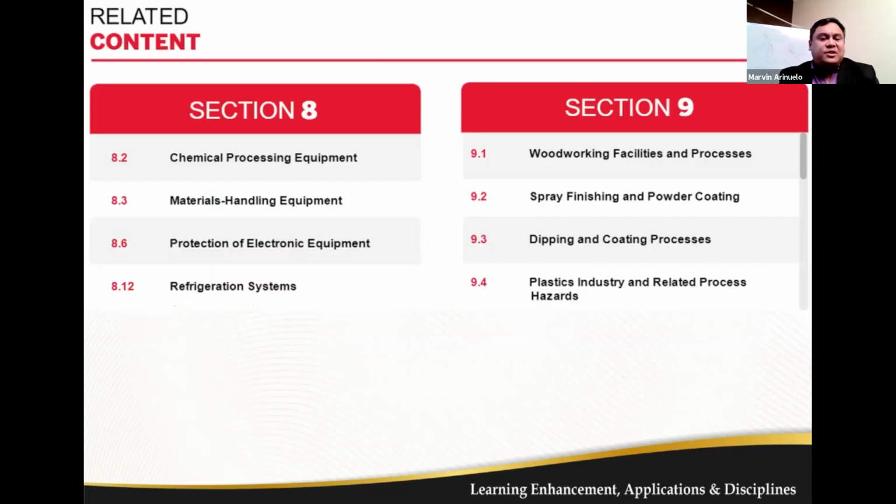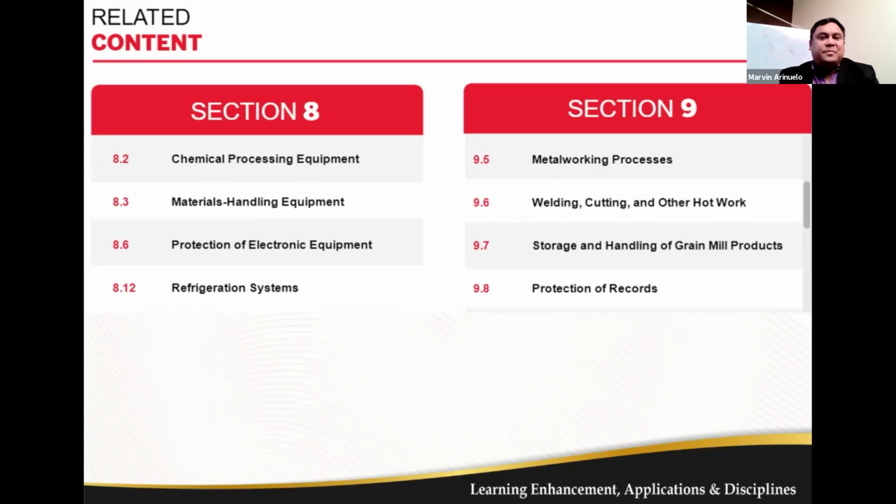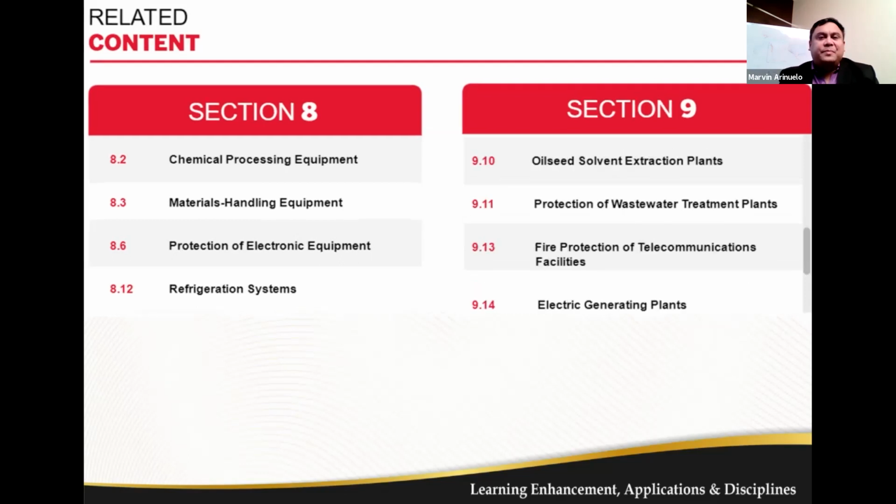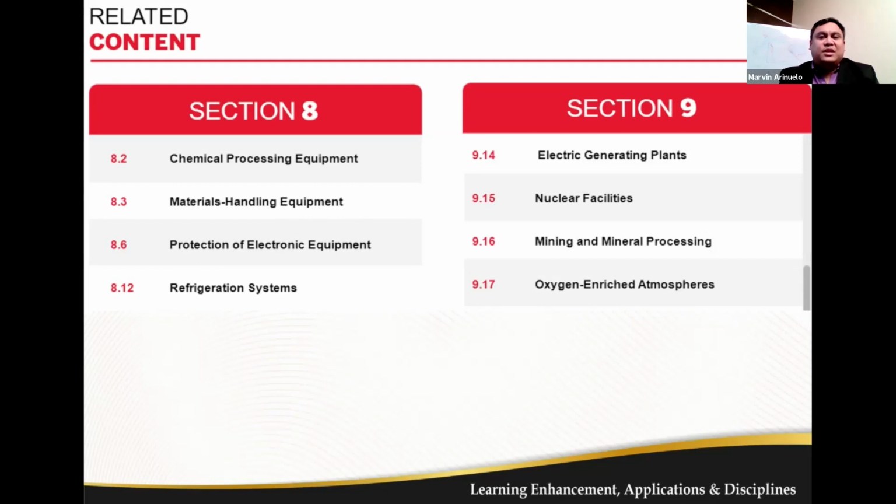In this module, we reference some of the contents found in your Fire Protection Handbook Section 8 and 9, majority in Section 9, okay? Section 8 will be addressed related to chemical processing and materials handling equipment, as well as protecting the electronic and IT equipment and refrigeration system. On the other hand, Section 9 has a total of 17 chapters covering fire protection of a variety of process in a highly specialized facility. So those are what we will all discuss, almost everything of Section 9.